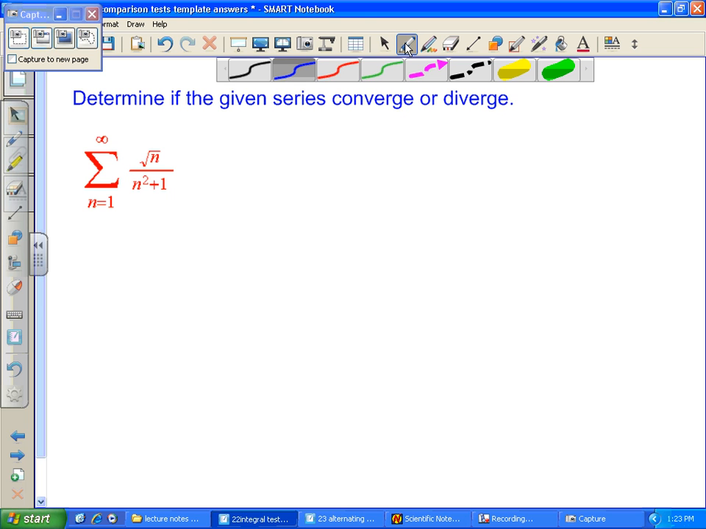Right, so if we're trying to apply the nth term test, what can we say? Look at the limit of the inner portion, the sequence portion. The degree of the bottom is higher than the degree of the top, right? The bottom has a degree 2, the top has a degree 1/2, right? So the limit is going to be 0.